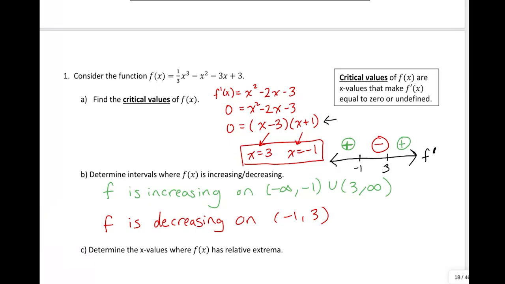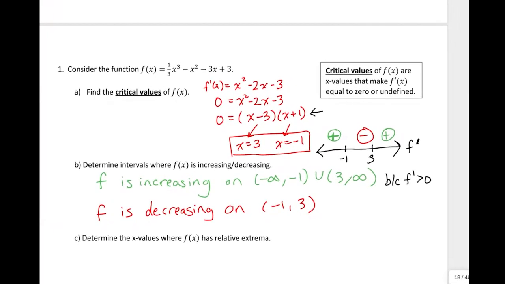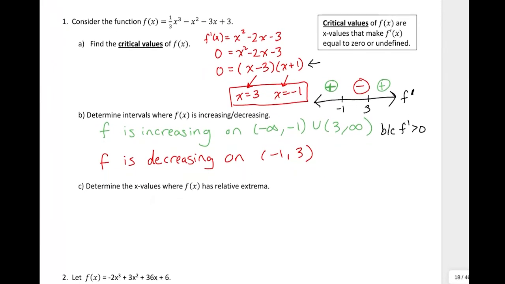So if you're trying to find a justification for this statement, it should be something along the lines of f is increasing on those intervals because f prime is positive. The justification doesn't have to be a super long statement or anything. It just needs to communicate that you understand that f prime being positive means that f is increasing. And similarly, f is decreasing because f prime is negative.